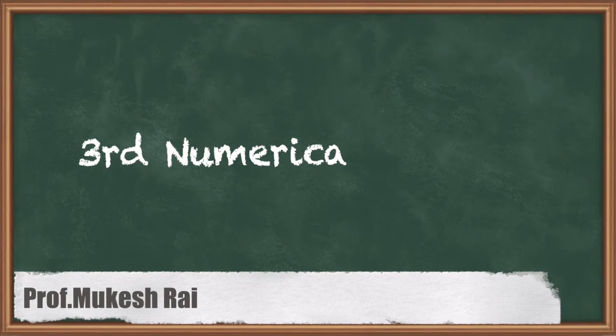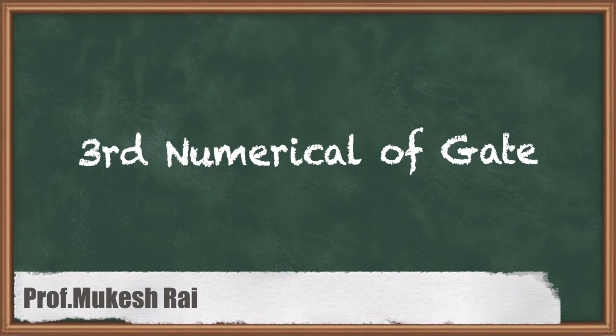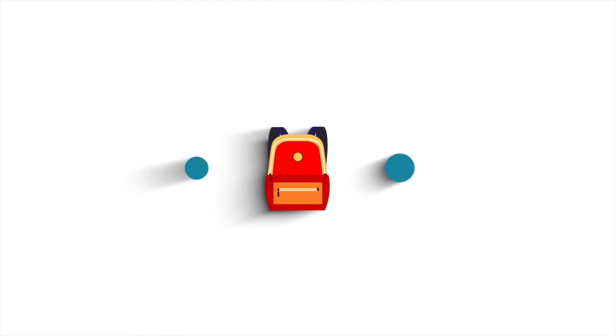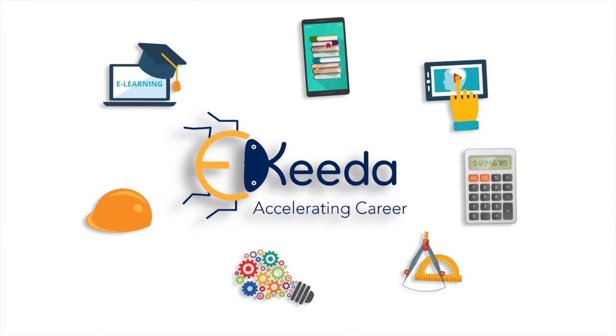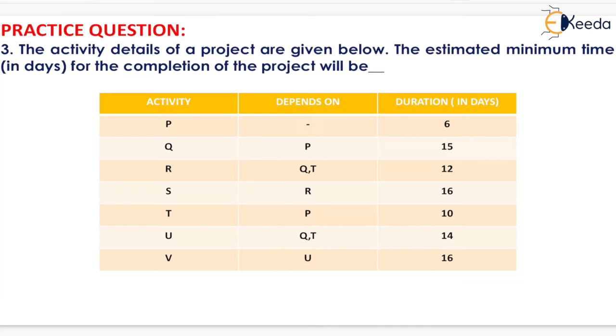Hello students, today we are going to study the third numerical of a previous year GATE question. The question is given as: the activity details of a project are given below, as shown here. Now the estimated minimum time in days for the completion of the project will be. We have to determine the estimated minimum time for the completion of the project.